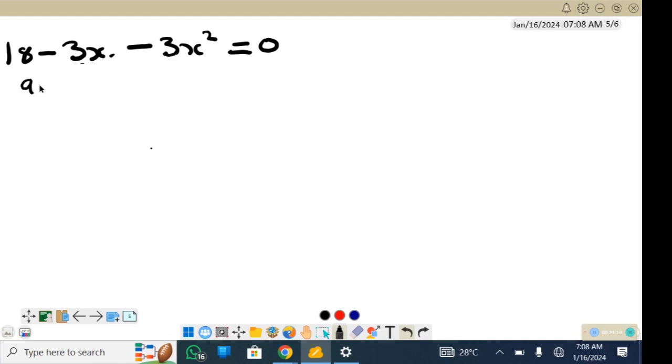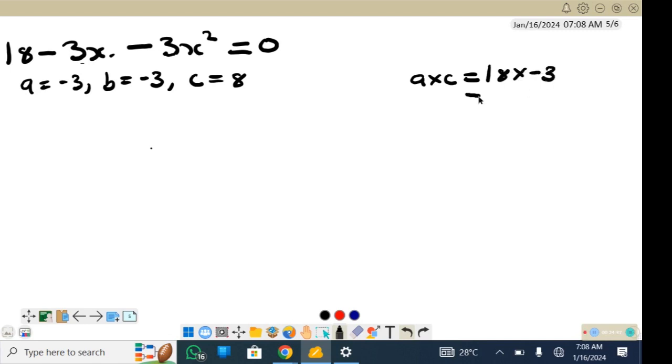So our A here is minus 3, our B here is minus 3, and our C is 8. That's the A is the coefficient of S squared, B is the coefficient of S, and C is the constant. So we try our A times C, that will give us 18 times minus 3. 18 times minus 3 will give us minus 54. So we need two numbers that can multiply to give us minus 54, and when we add it, we are going to get minus 3.